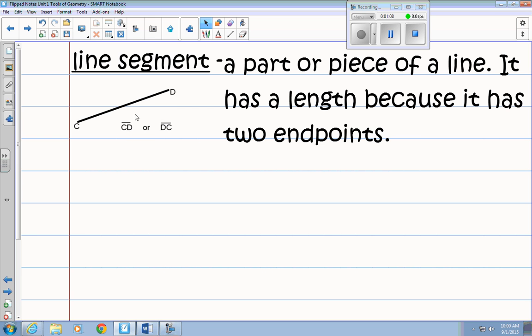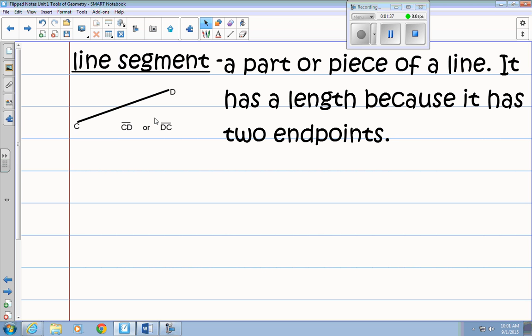To name a line segment, we use the two endpoints. We can't use any points on the segment other than the two endpoints. However, we can name the line segment with either direction. So I could call it line segment CD or line segment DC. And I just need to indicate that it's a segment by putting a line above it with no arrowheads on either side. So again, be careful.